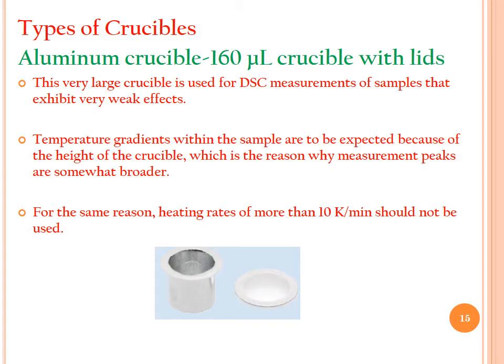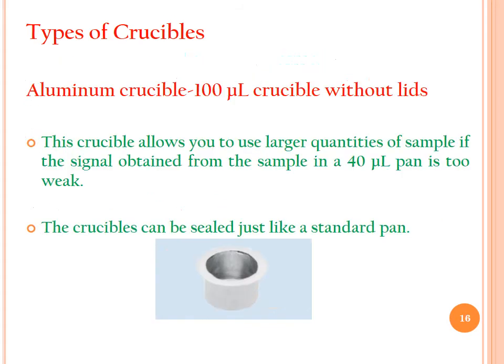Here is another type of aluminium crucible with a large capacity for holding sample, the 160 microliter crucible. These crucibles also come with lids. This very large crucible is used for DSC measurement of samples that exhibit very weak effects. The temperature gradient within the sample is to be expected because of the height of the crucible, which is the reason why measurement peaks are somewhat broader. For the same reason, heating rates of more than 10 Kelvin per minute should not be used.